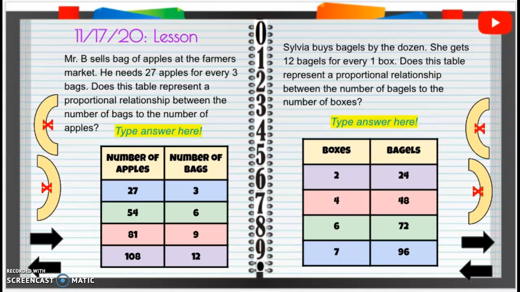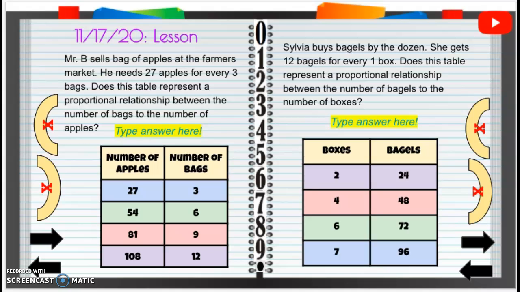November 17th, 2020 lesson. Mr. B sells bags of apples at the farmer's market. He needs 27 apples for every 3 bags. Does this table represent a proportional relationship between the number of bags to the number of apples?